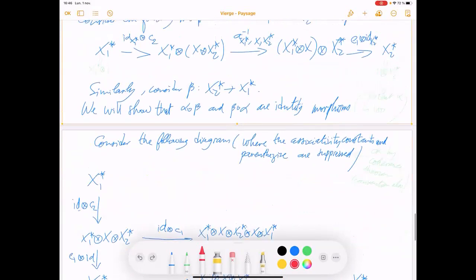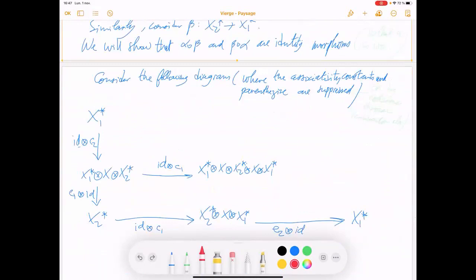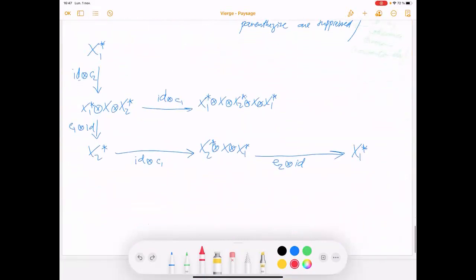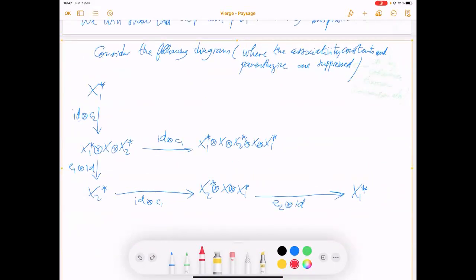And so we want to show these two maps are identity morphisms, to get that alpha is an isomorphism. So we want beta composed with alpha to be identity. This is alpha, this is beta, and we want this composition to be identity. So we will put some intermediate object. You apply identity tensor C1 at this level, and then you come back, you apply E1 tensor identity.